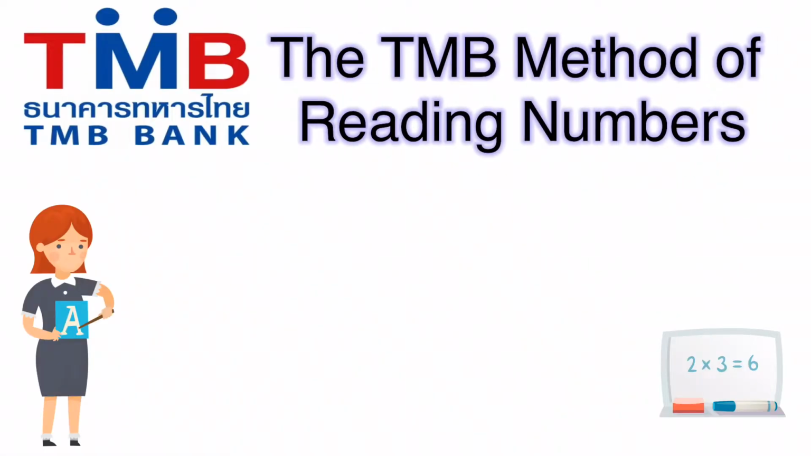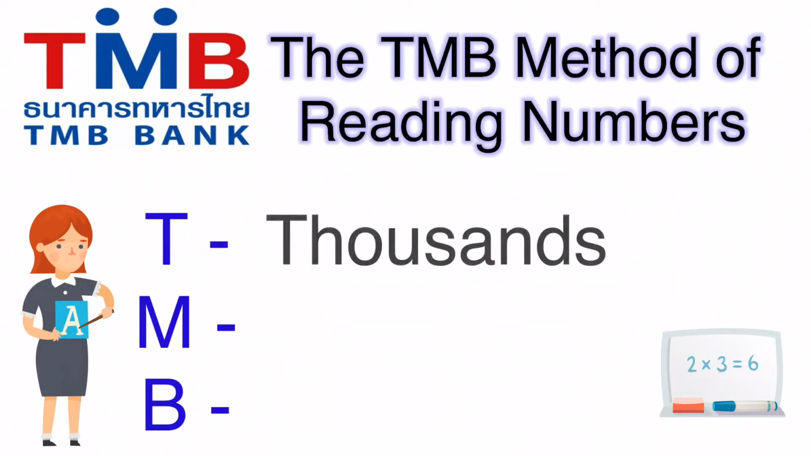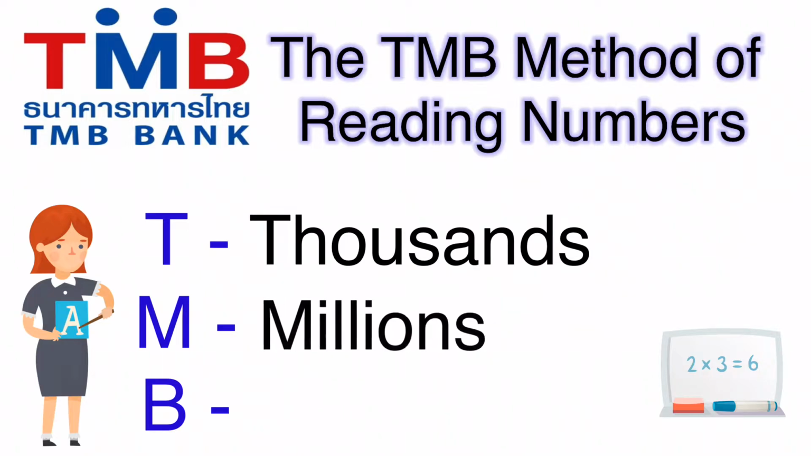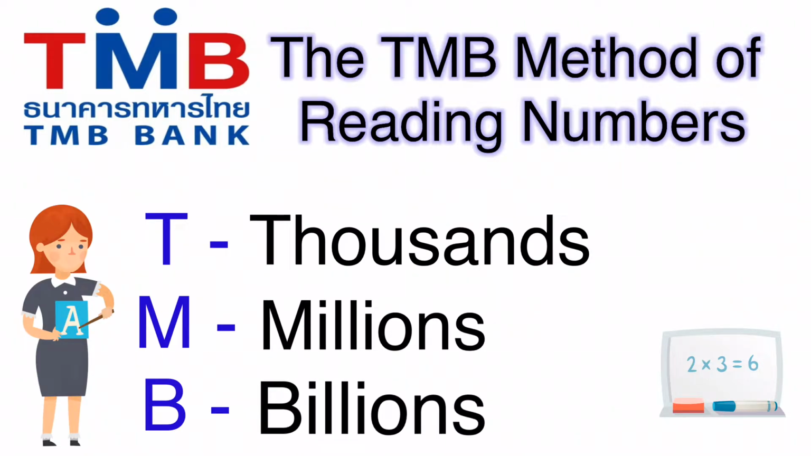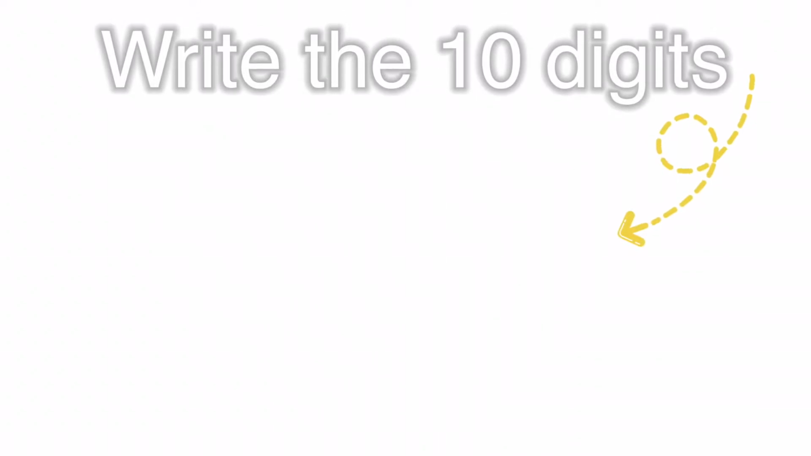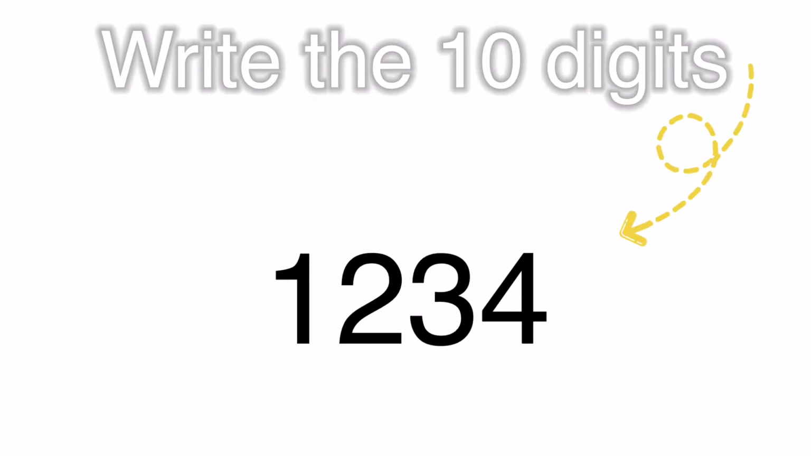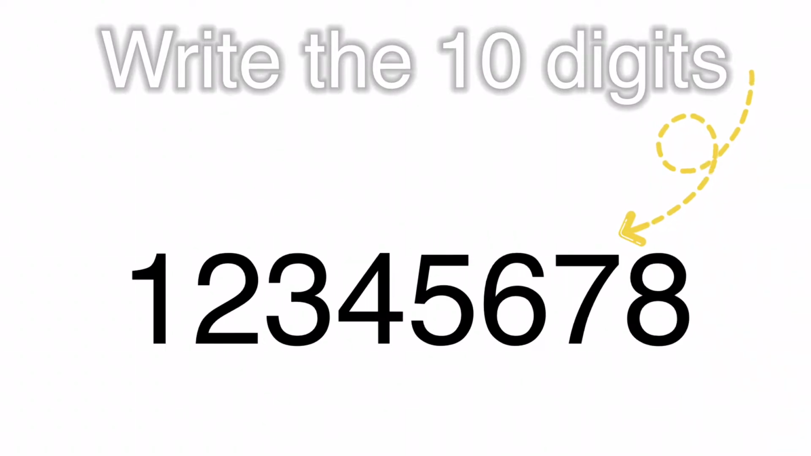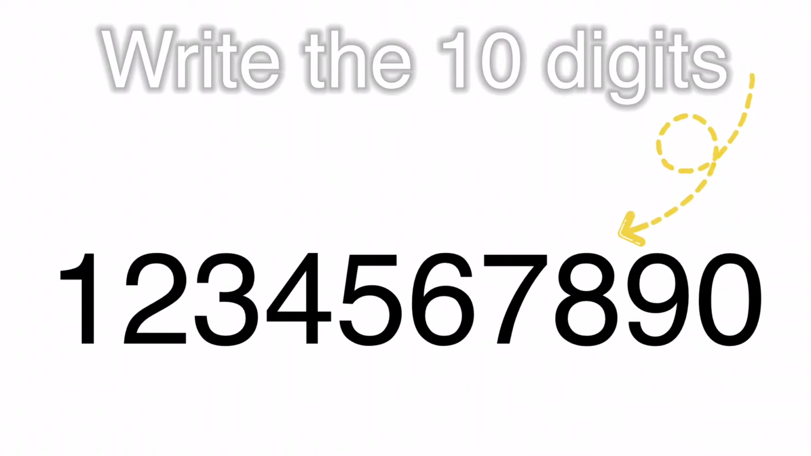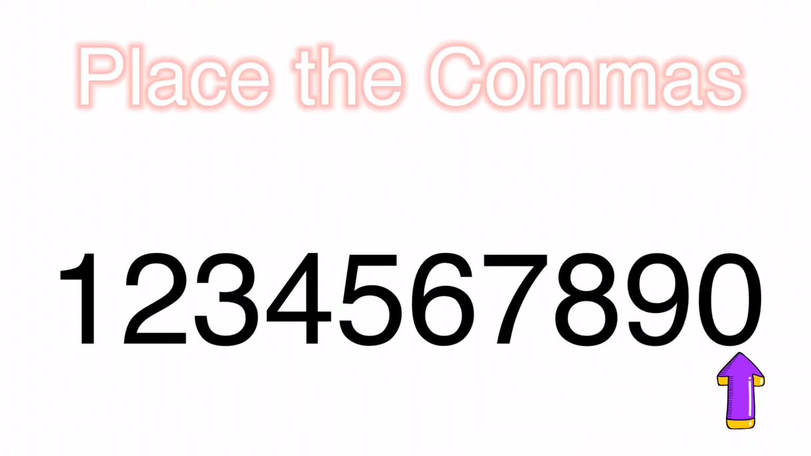First, let's look at what TMB stands for. T stands for thousands, M stands for millions, and B stands for billions. The next step is to write the 10 digits starting with 1 as follows: 1, 2, 3, 4, 5, 6, 7, 8, 9, and 0. We then place the commas starting at 0 and then in between every third digit as shown.